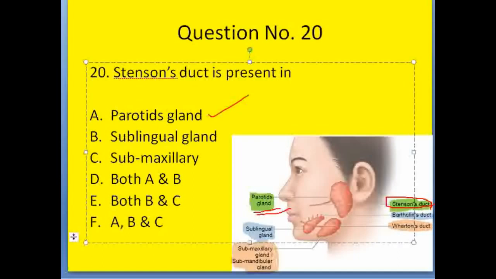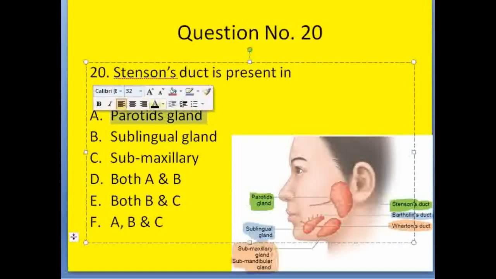When you come to the sublingual gland, you have Wharton's duct. So this is not the answer. When you come to the submaxillary, you have Bartholin's duct. So this is also not applicable. A and B we cannot say. B and C also we cannot say. All three also we cannot say. So the correct answer for this is A, the parotid gland.